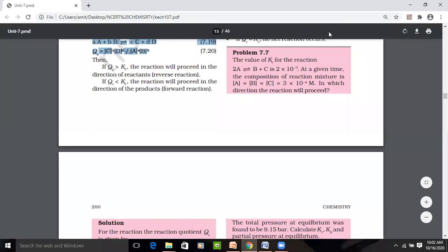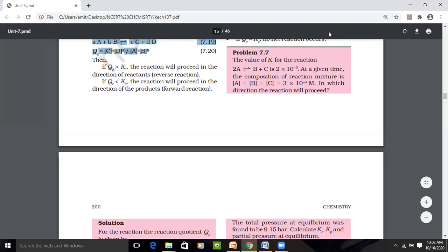So let us do one example of both things. For example, how can you calculate Qc? There is a problem. The value of Kc of a reaction is given. The reaction is 2A gives B plus C. This 2A is the reactant and B and C are the products. Kc for the reaction is 2 into 10 to the power minus 3. At a given time, the composition of the reaction mixture is A equal to B equal to C, that is 3 into 10 to the power minus 4 M, meaning the molar concentration of all reactant and products is the same.